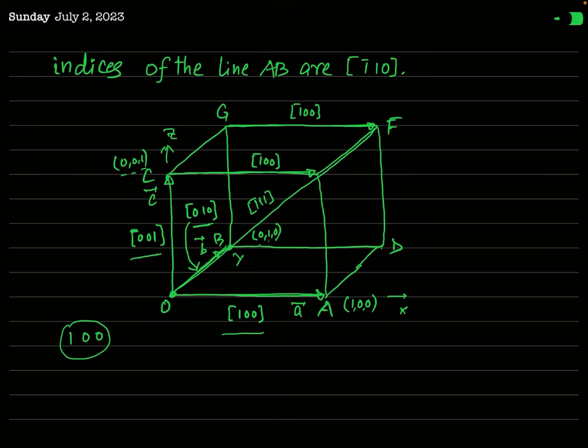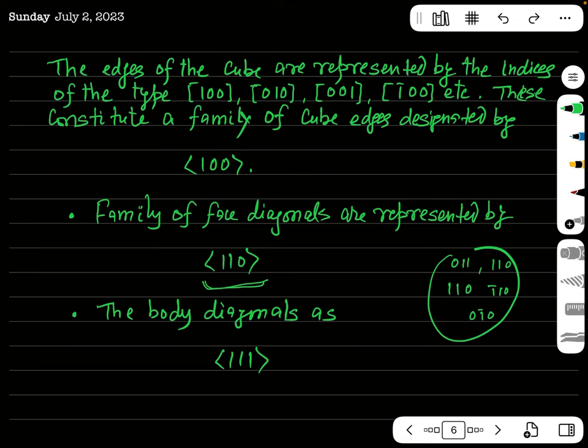So this family of the edges of a cubic crystal, the direction for this family of edges, is represented again inside the angular bracket writing the indices 100. So this symbol represents the family of the edges of a cubic crystal. As I have marked it here, you can see the edges of the cube are represented by indices of the type 100, 010, 001, 1 bar 00, etc. And these constitute a family of cube edges designated like this, written inside the angular bracket.